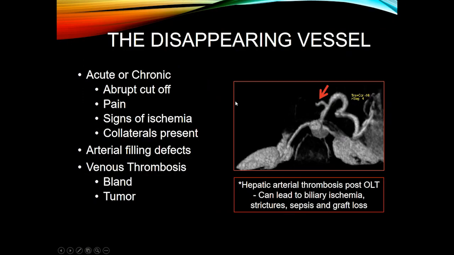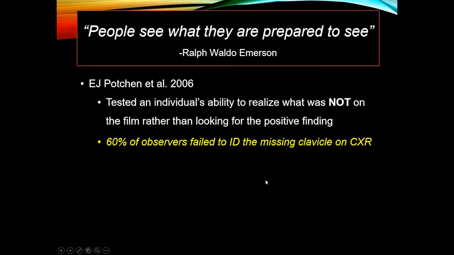So the disappearing vessel, this is actually one of the hardest things to recognize. It may be manifested by abrupt cutoffs, maybe only that you see the signs of ischemia or that there are collaterals present. You may have arterial filling defects or venous thromboses, filling defects that may be bland or tumoral. This is just an example of a patient who had a liver transplant, and there's hepatic arterial thrombosis, and this actually can lead to biliary ischemia in the transplant setting, strictures, sepsis, and graft loss.